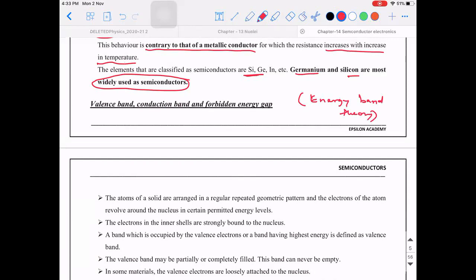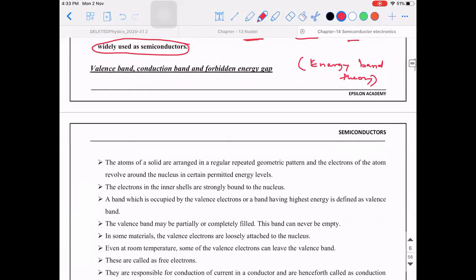Understand, guys? There are three bands that we can always find. One is called the valence band, one is called the conduction band, and the third is called the forbidden energy gap. So there are two bands and a gap existing between them. Even before we look into the main context, let's try to understand what this valence band is. What do you think this valence band is?